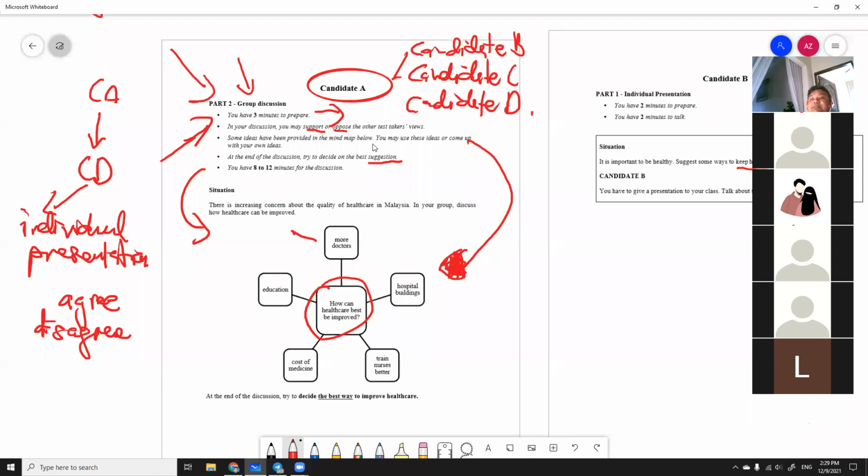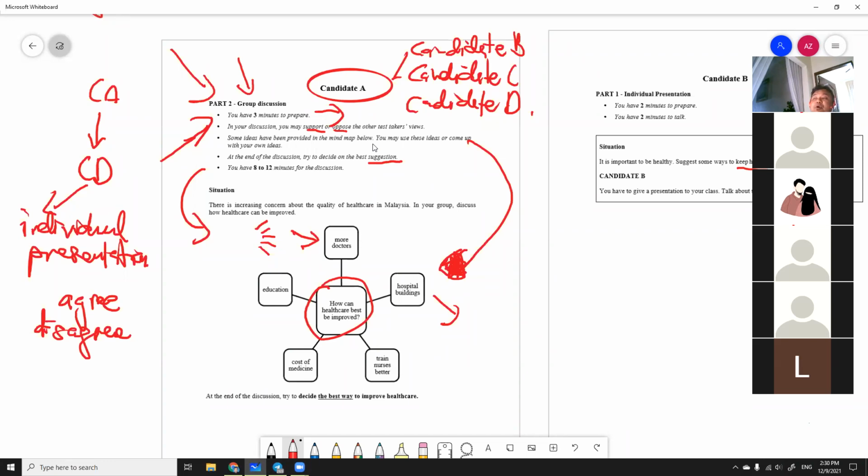Because one of you may agree that, how can healthcare best be improved? How can healthcare best be improved means how our country's healthcare system can best be improved. So one of you may agree that we should be having more doctors. Okay, you will be elaborating. Why do you think we need more doctors? Especially when it comes to handling the pandemic that we are suffering from these days. And then maybe candidate B thinks that, hey, I don't think that we need more doctors. We already have enough doctors. What we need is actually hospital buildings.